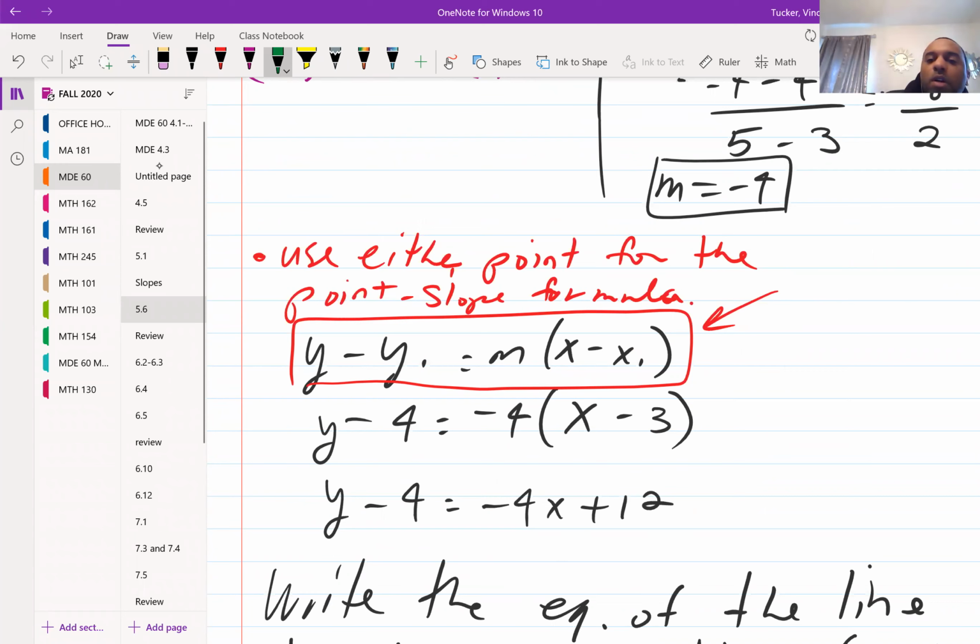And so y1 is 4. Our slope is negative 4 and x1 is 3. Distribute that negative 4. That'll be negative 4x plus 12. And let's see if they ask you to leave it in that form.